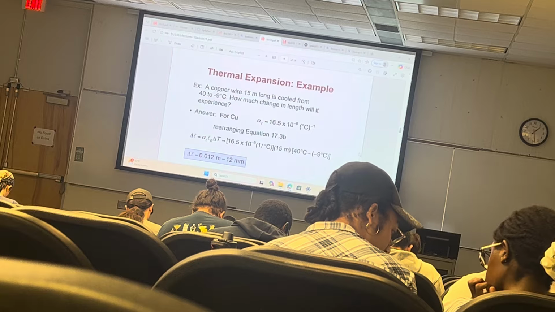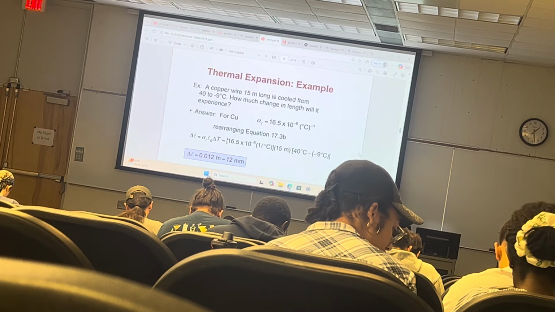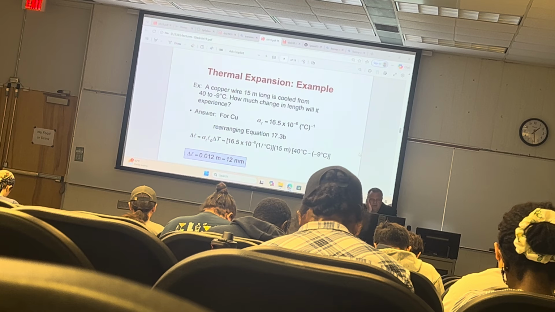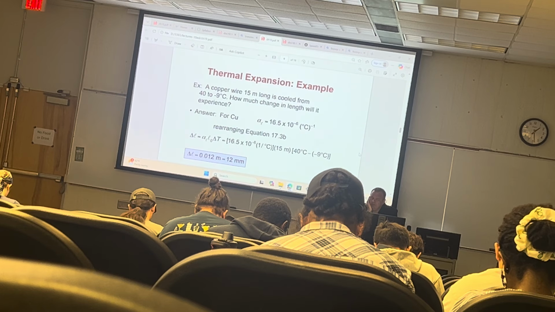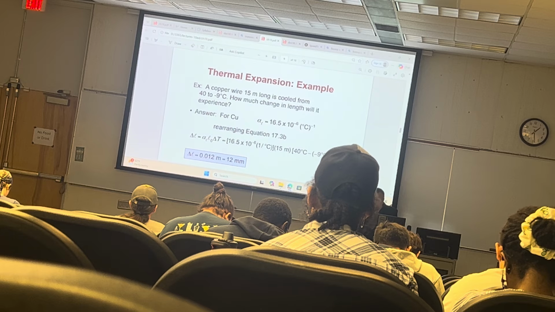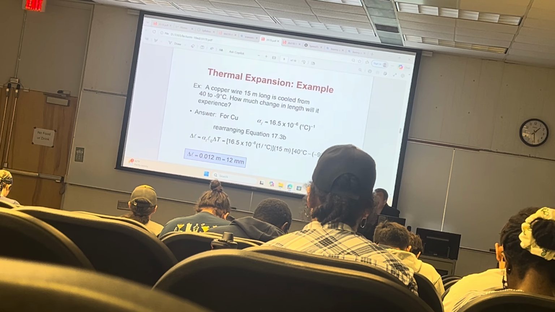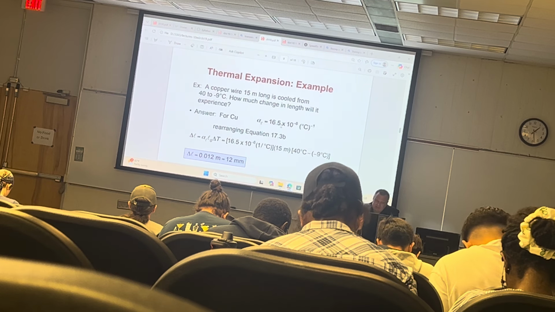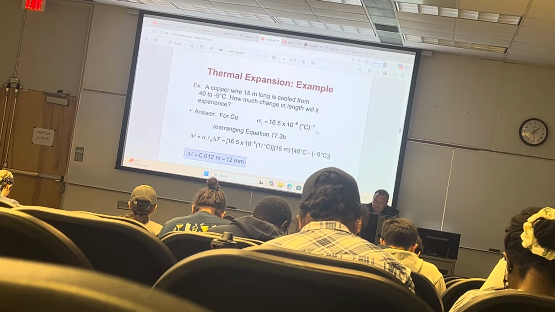A copper wire, 15 meters long, is cooled from 40 to minus 9 degrees. How much change in length will happen? And the thermal expansion coefficient of copper is actually quite high, 16.5 times 10 to the negative 6 per degree.